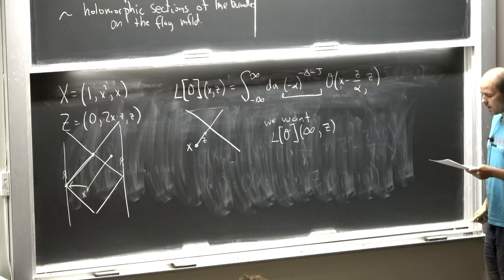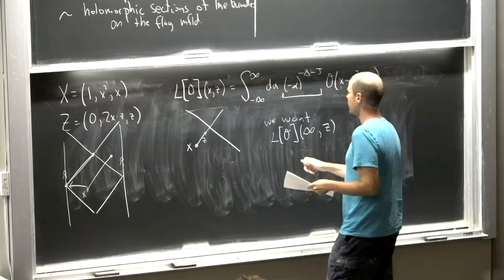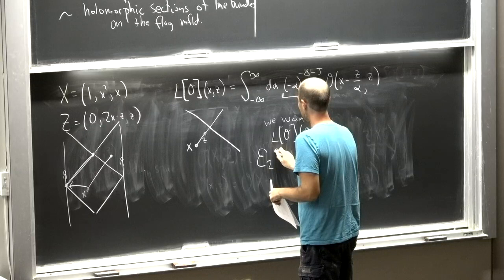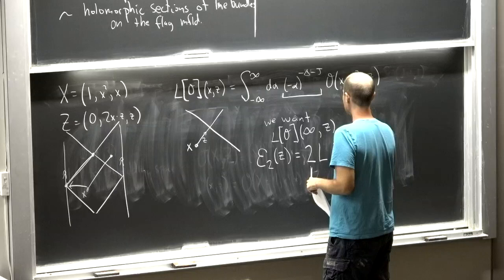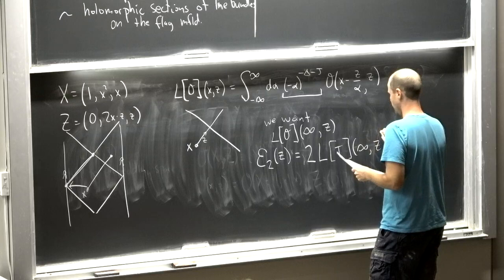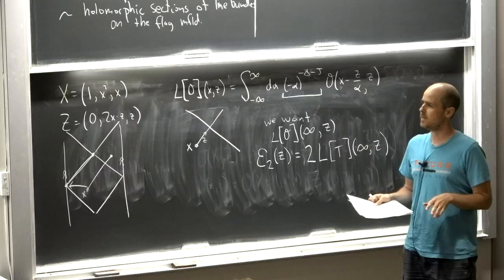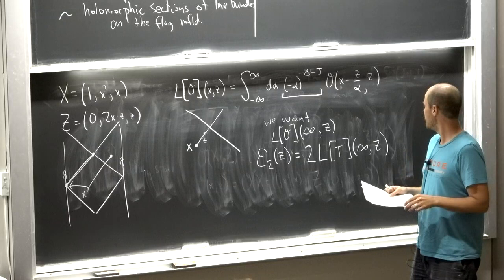So in fact, I claim that the operators we were talking about before, the integrals of local operators that were creating detectors, are exactly light transforms of this type. For example, the energy flux operator, E2 of z, is 2 times the light transform of the stress tensor evaluated at infinity, comma, z. This calculation is done in the notes in great detail. I'm going to skip it here in the interest of time, although maybe I'm even just running out of time. But I encourage you to look at the notes and see how it works.